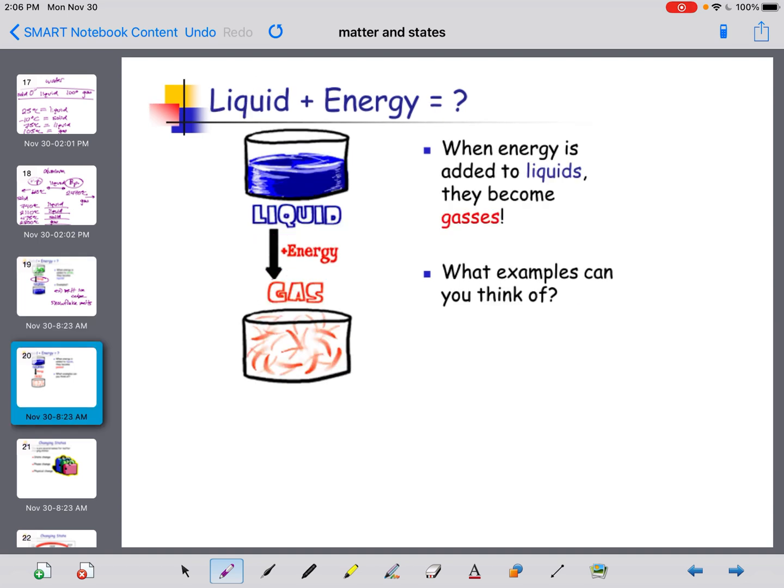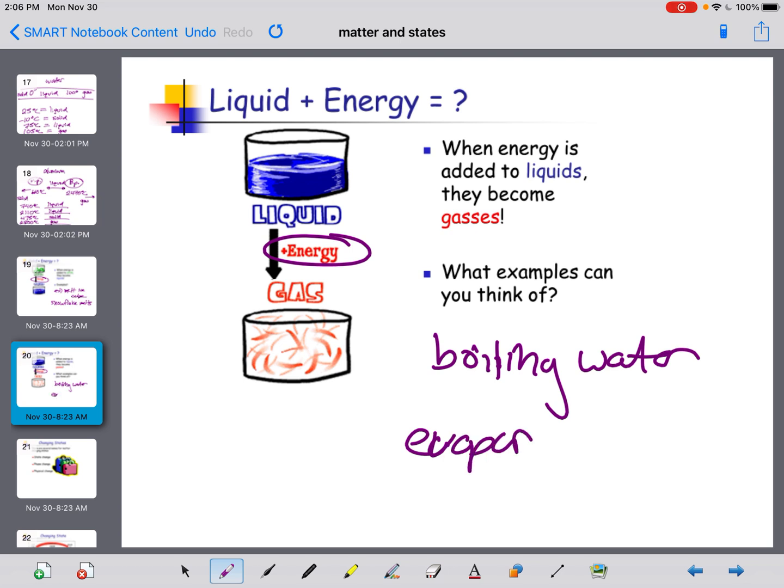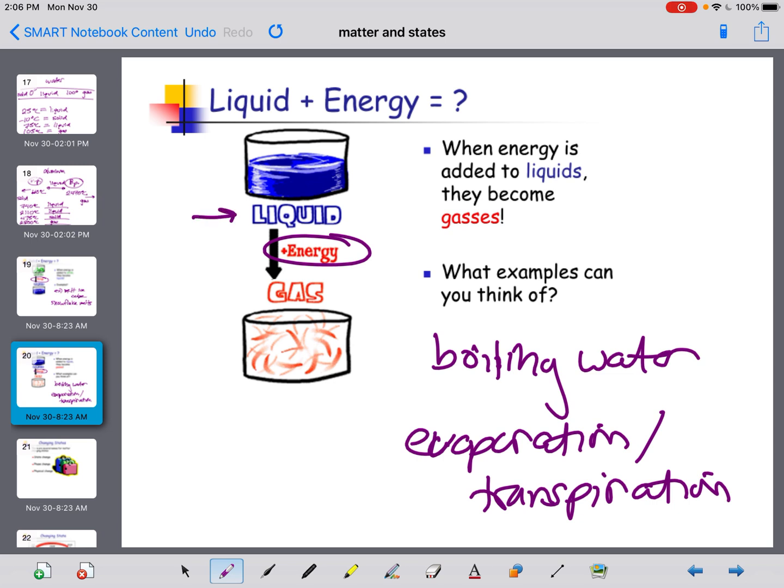To go from a liquid to a gas, again, you add in energy. So this could be like boiling water or evaporation, right, from the water cycle. So evaporation or transpiration, right? We're looking at the process of going from a liquid to gaseous water. Now, it's important to keep in mind, it's still the same substance. So when we're going from liquid water to gas water, it's still water. You're not changing the particles that make them up.